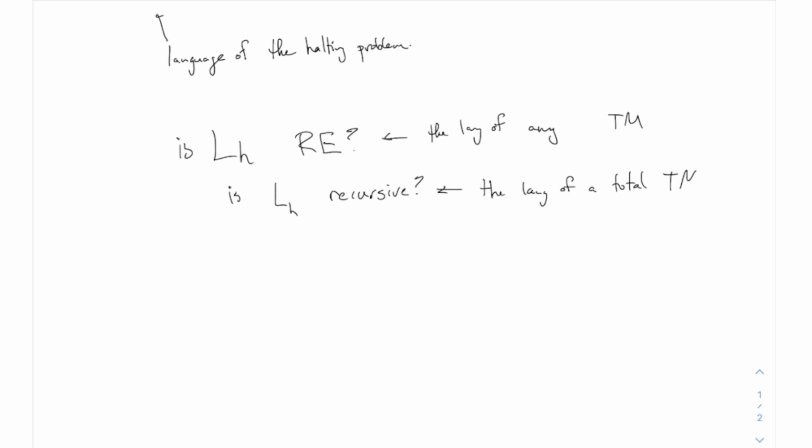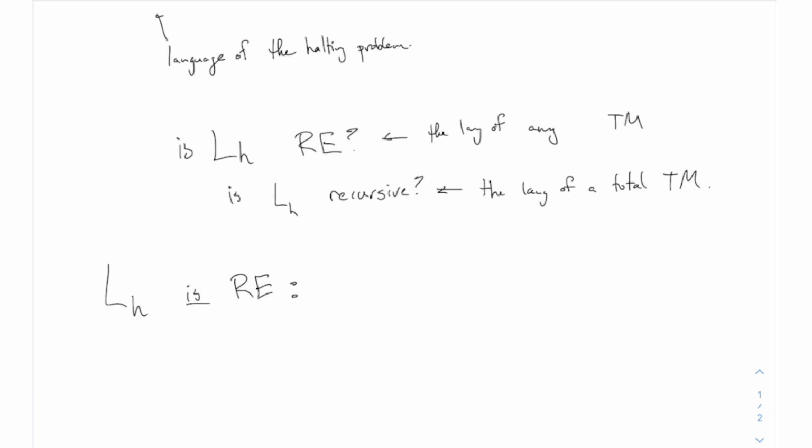Remember, total means the machine is not allowed to have an infinite loop on any input. So yeah, total means the machine cannot ever have infinite loops. All right, the first question: is it RE? Actually, that is not so hard to answer, and the answer is yes. So LH is RE.